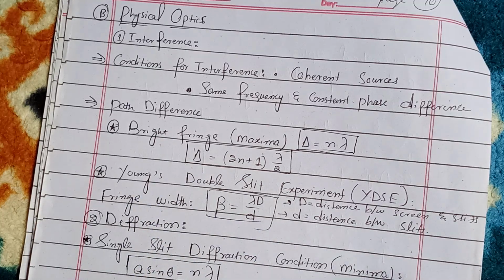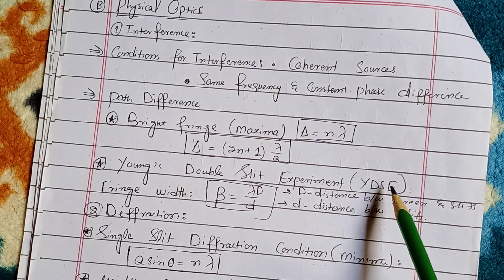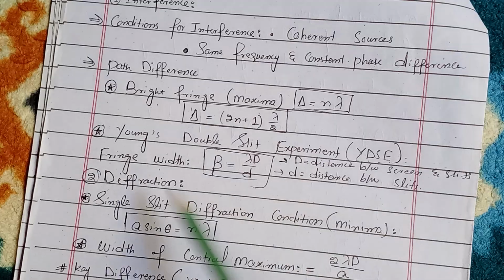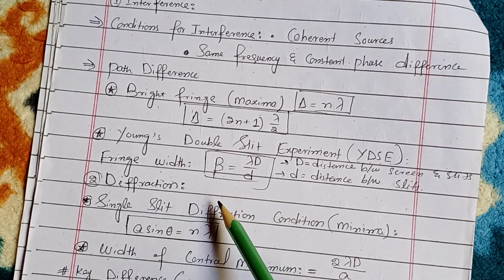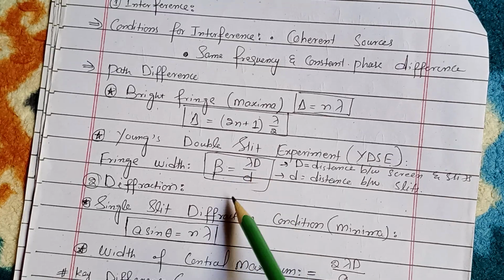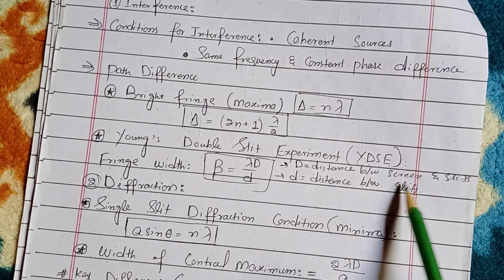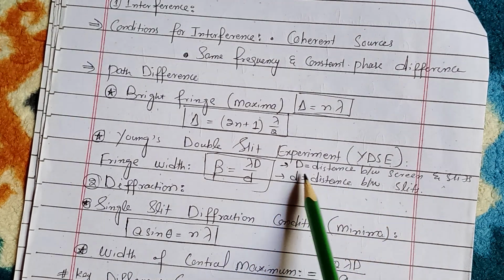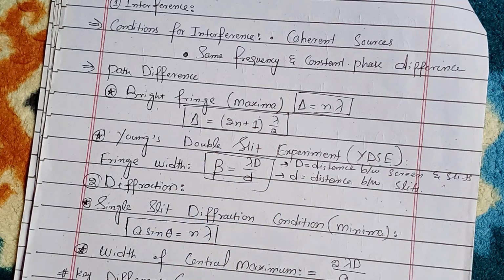What is Young's double slit experiment? It is also represented by YDSE. And what is fringe width? Fringe width is beta equal to lambda D over small d. Capital D is the distance between the screen and the slits, and small d is the distance between the slits. So you must know about all these things.